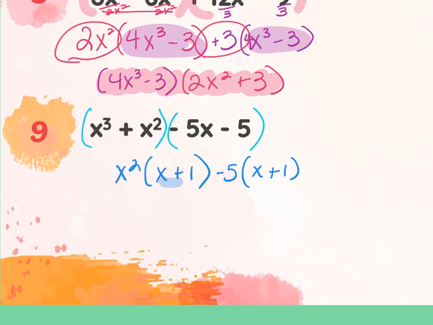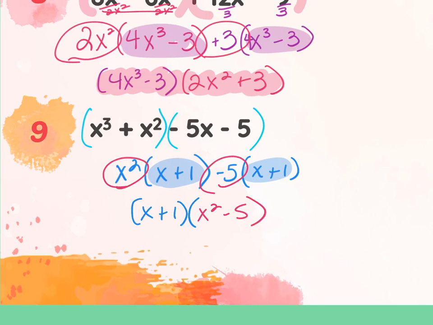Now what's inside the parentheses matches. X plus 1. Group together what's left: x squared minus 5. Now if that 5 was a perfect square, I'd factor that because it would be the difference of 2 squares. But it's not, so my answer stays this way.